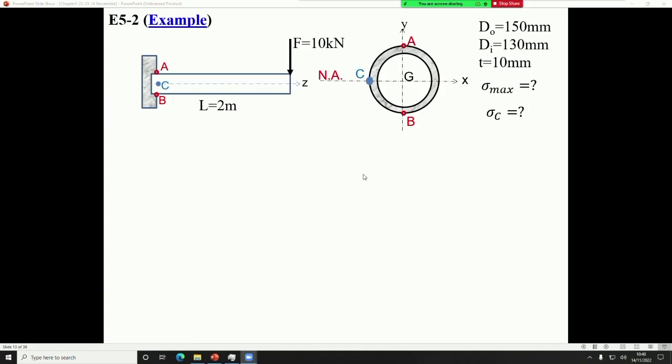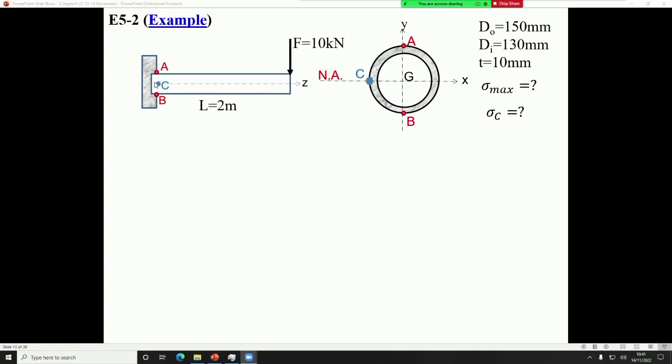Now let's solve question number two, which is very similar to the tube you did experiment on and you're completing your laboratory assessment sheets. So we've got the same cantilever beam, which is subject to a lateral shear force of 10 kilonewtons at its tip. The length is 2 meters. The cross-section is circular. It's a hollow tube with the outer diameter of 150, inner diameter 130, and the thickness of 10. The problem is asking us to find the maximum normal stresses acting on the beam, and obviously, this is a cantilever beam. The maximum stress happens at the clamp support. And it's asking us to find the stresses at points A, B, and C near the built-in support.